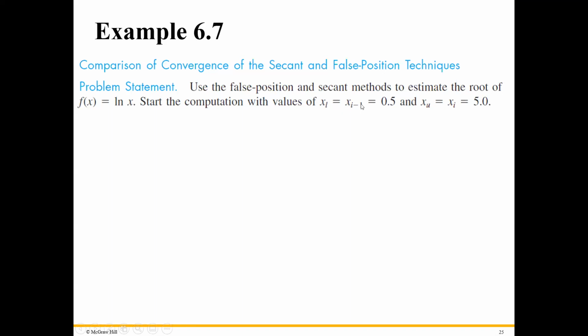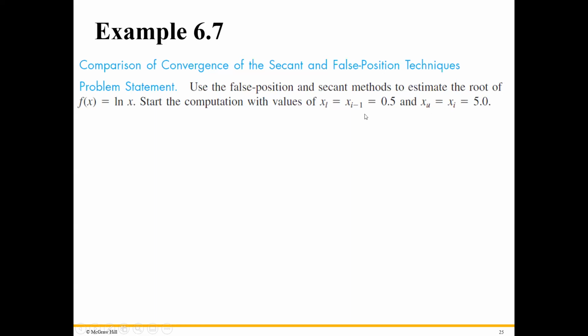So use the false position and the secant methods to estimate the root of f of x is equal to log of x. So here we are using a different function for the estimation purpose. So start the computation with the values of xi minus 1 is equal to 0.5, and xu is equal to xi is equal to 5.